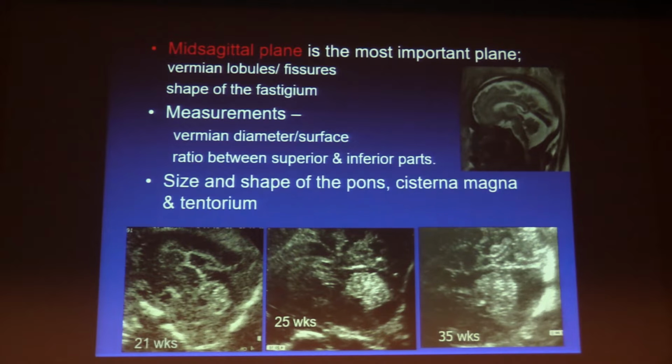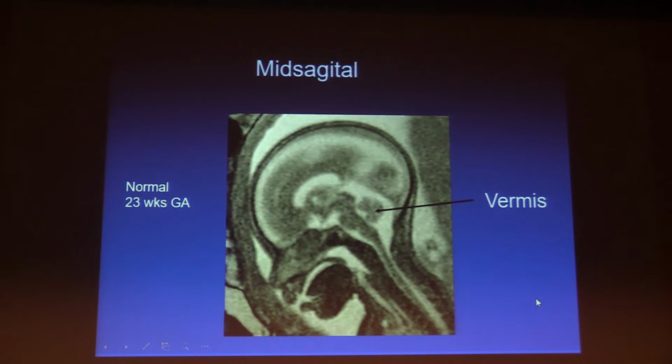So the one take-home message here is: look at the mid-sagittal plane. This is the most important plane that you can look into. You have to do the measurements of the length and the width of the pons, and the ratio between the superior and inferior part. Always look at where the cisterna magna ends and where the insertion is, and how big the whole posterior fossa is. Is it a big posterior fossa, and the size and the shape of them? And you can see with ultrasound how they grow with time and their variability.